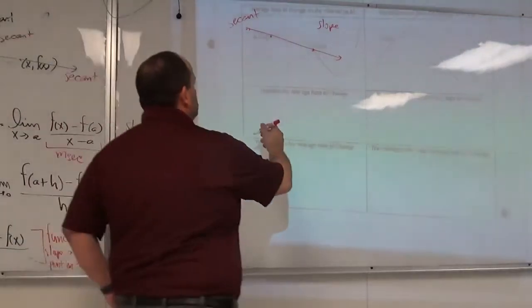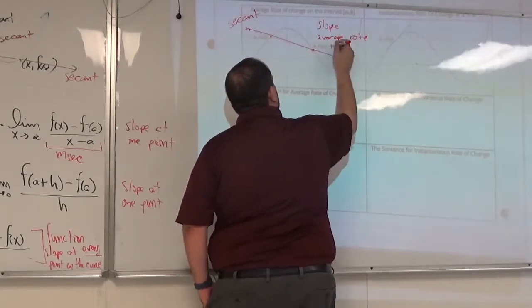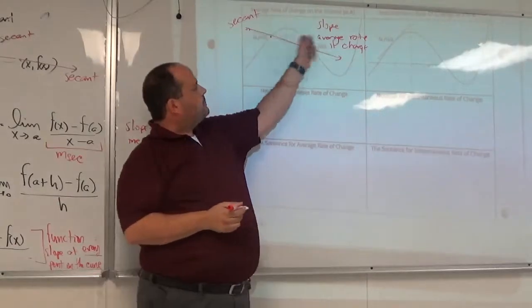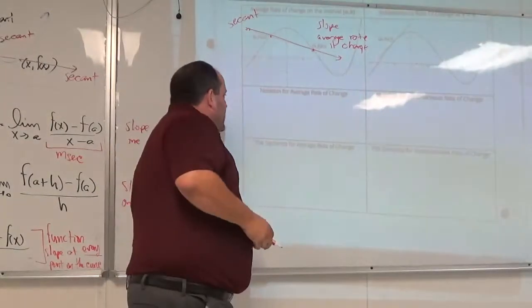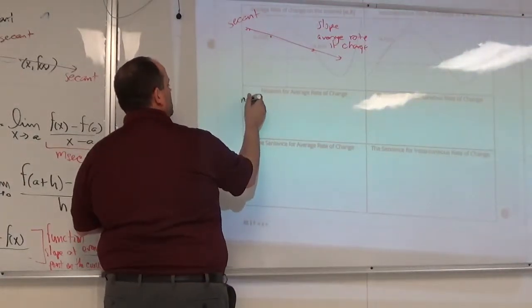Average rate of change. This word average is really important. What we're saying is that on average, from this point to this point, what happened with the function? Now, formulas for average rate of change, just call them out.